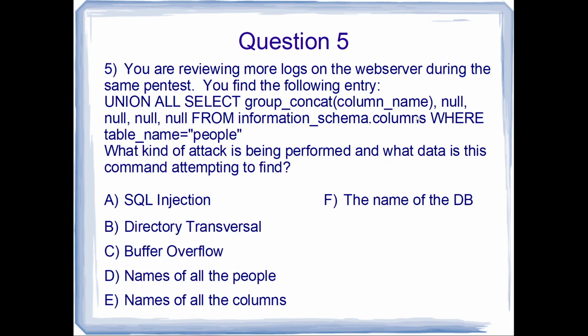You are reviewing more logs on the web server during the same pen test. You find the entry: union all select group_concat(column_name), null, null, null, null from information_schema.columns where table_name="people". What kind of attack is being performed and what data is this command attempting to find?